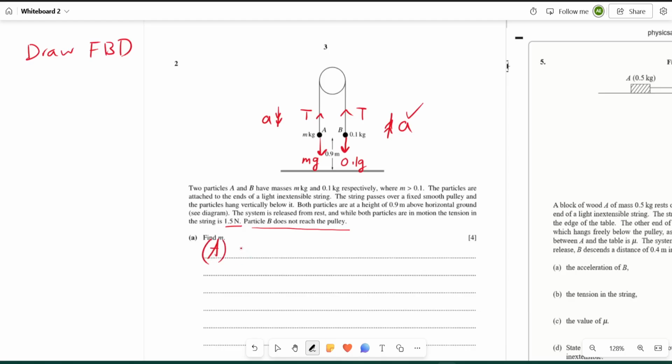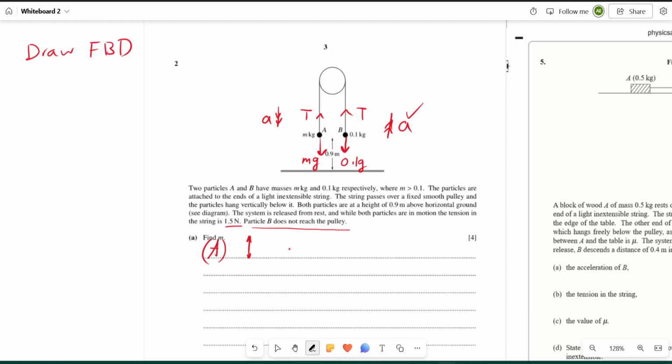So A, and we are resolving in the up and down direction. Whenever you're resolving forces or you're writing the equations of motion, take it as a golden rule of thumb: the positive direction is going to be the direction of acceleration. So you take a look, which way is my acceleration going for A? A is accelerating downwards, so downwards is going to be my positive direction, and any force that's pointing down is positive, any force that's up is negative.